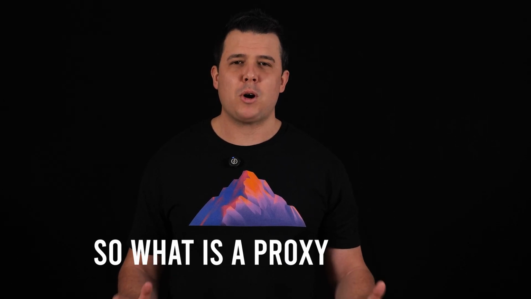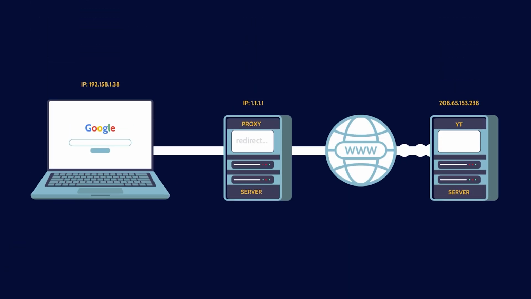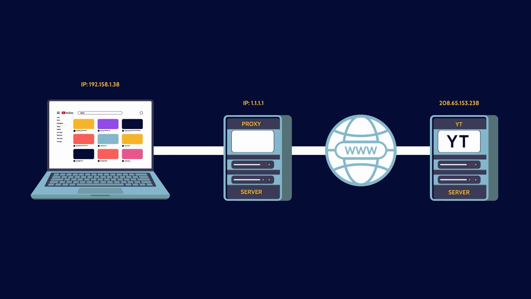So what is a proxy server? A proxy server is a dedicated computer or software system that acts as an intermediary between your device and the internet. When you use a proxy, your internet requests are first sent to the proxy server, which then processes these requests on your behalf. Instead of your computer communicating directly with websites or online services, the proxy server communicates with them, managing the data exchange and, in the process, masking your IP address.